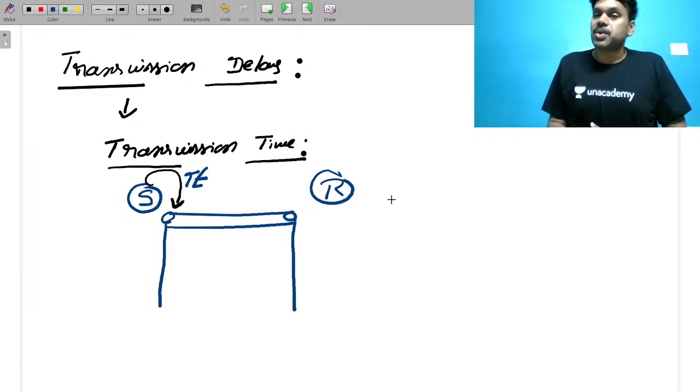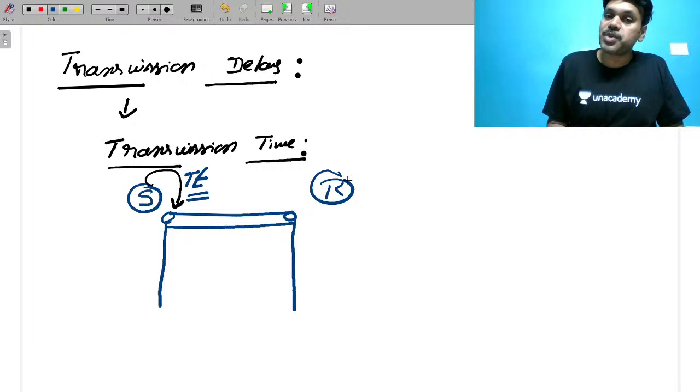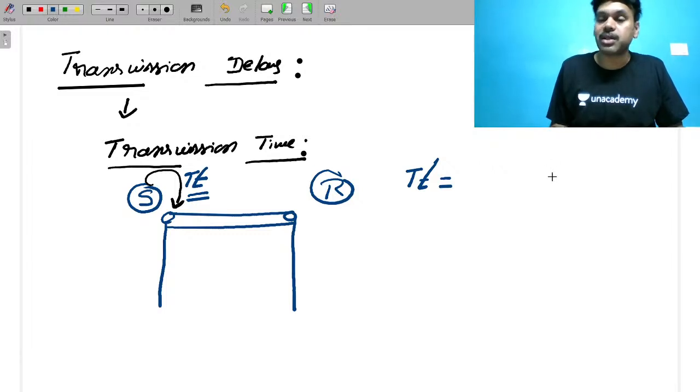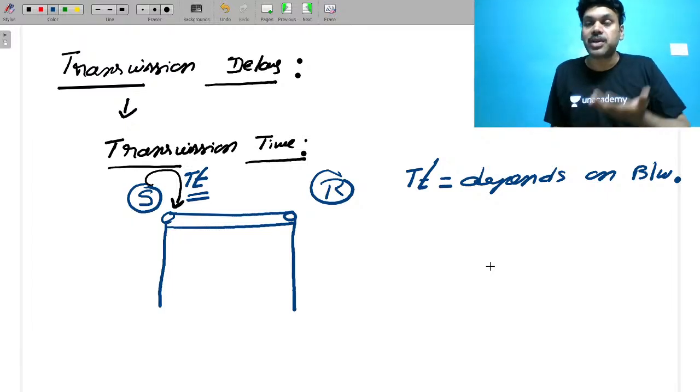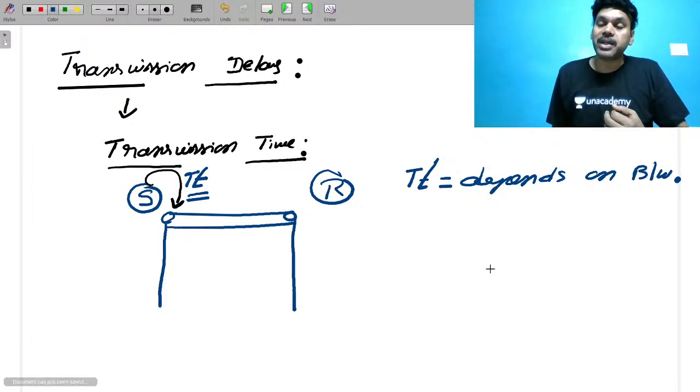So here what is going to happen? This transmission time we are discussing, the time taken by a sender to push your data onto the media or the outgoing line, is the concept of TT, which mainly depends upon your bandwidth. So TT depends on bandwidth. If you have a huge bandwidth, then your transmission time is very less. If your bandwidth is very low, then your transmission time is going to be very high.